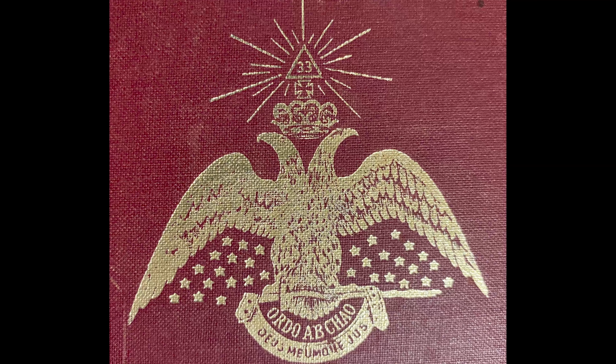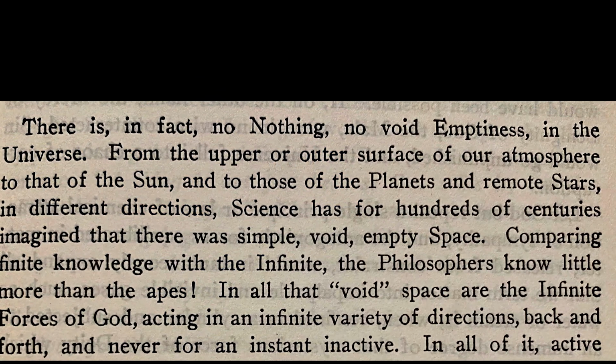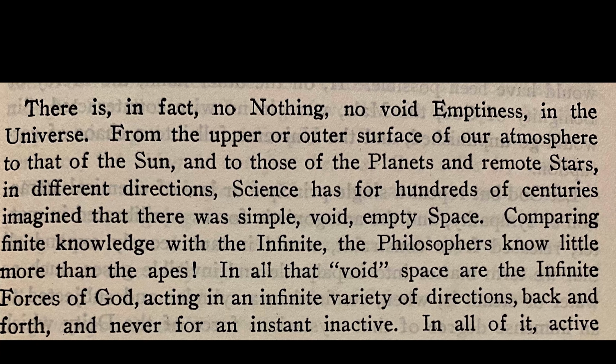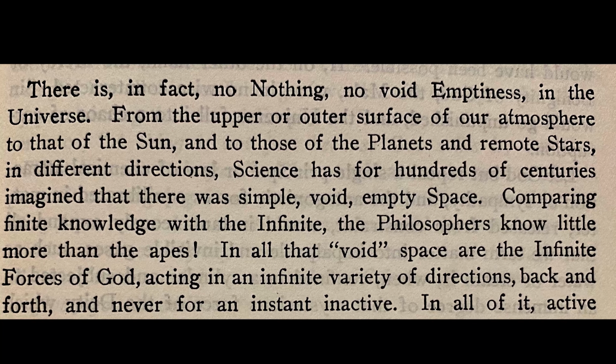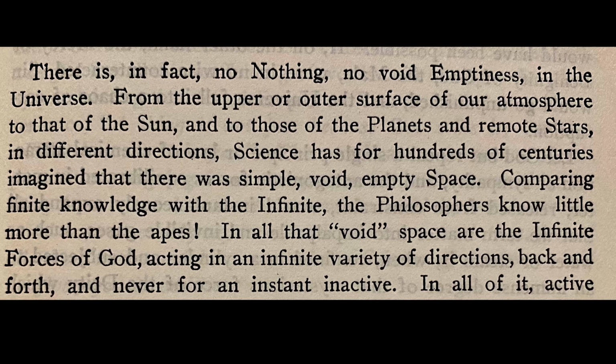Now, the last statement by Dr. Moon in regards to there being no such thing as empty space is very reminiscent of something I read in Albert Pike's Morals and Dogma, which was originally published in 1871. And the statement in Morals and Dogma parallels Dr. Moon's sentiment towards the end of the final chapter by stating, "There is, in fact, no nothing, no void emptiness in the universe. From the upper to the outer surface of the atmosphere, to that of the sun, and to those of the planets in the remote stars and in different directions, science has for hundreds of centuries imagined that there was simple, void, empty space."